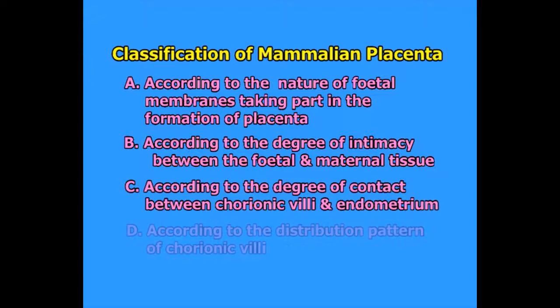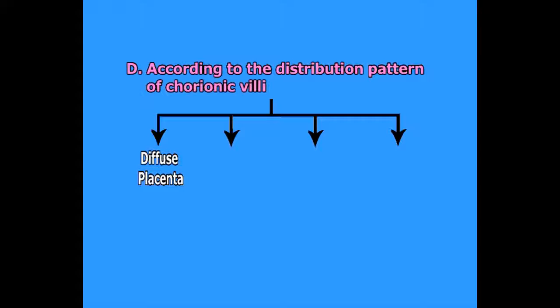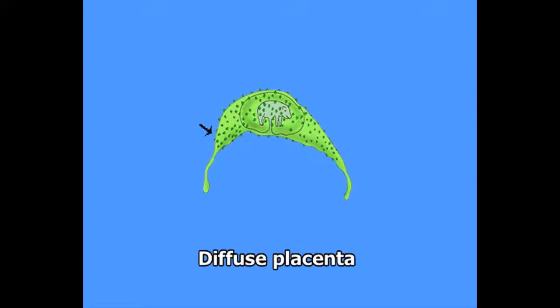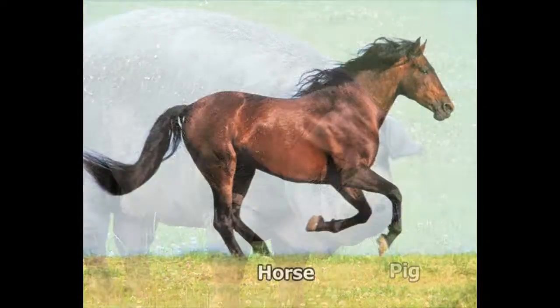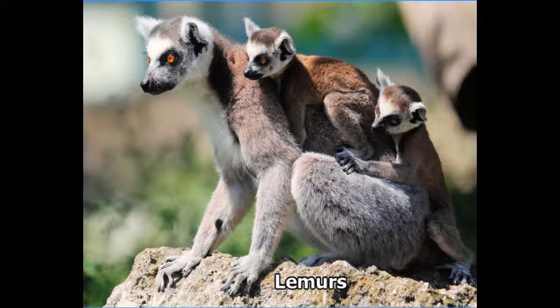Last type, type D. According to the distribution pattern of chorionic villi. The placenta is classified into 4 subtypes according to the distribution and arrangement of villi on the surface of the chorion. Number 1. Diffuse placenta. The villi are uniformly distributed all over the surface of the blastocyst. It is found in pig, horse and lemurs.